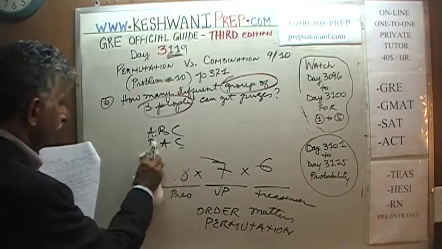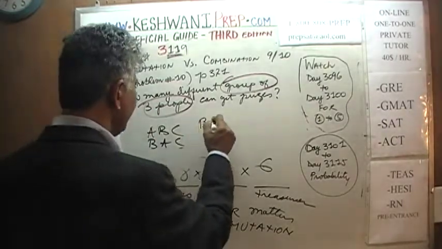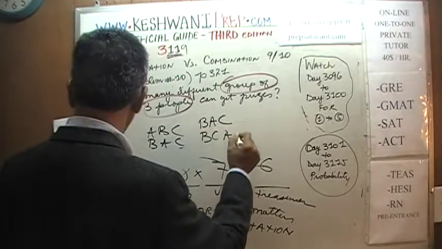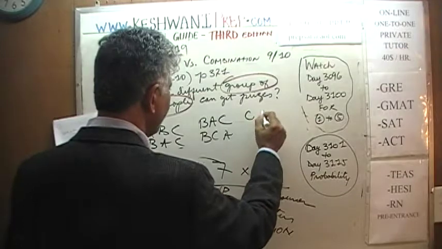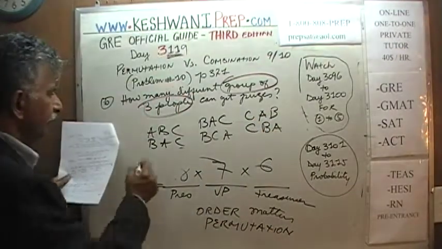We can have A, B, and then C, or B, A, and then C, or we can put B first, B, and then A, and then C, and then put C in the middle, or we can choose C first and then A and then B, or we can choose C first and then B and then A.